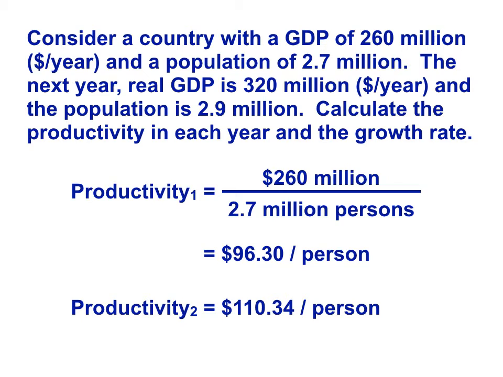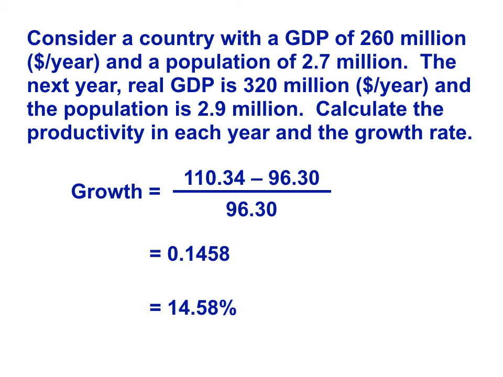Productivity for year 2 is going to be $110.34 per person. I can go ahead and calculate the growth. 110.34 minus 96.3 divided by 96.3, and this gives me 0.1458, or 14.58%. So the growth rate between these 2 years was 14.58%.